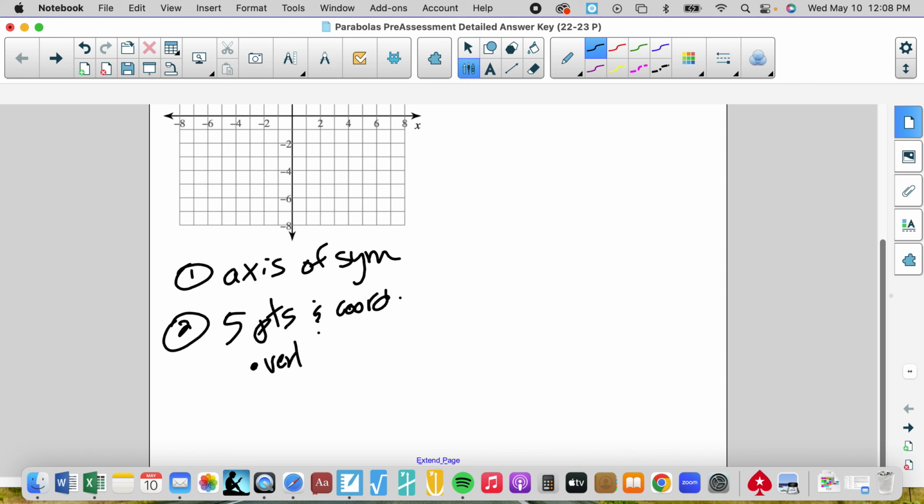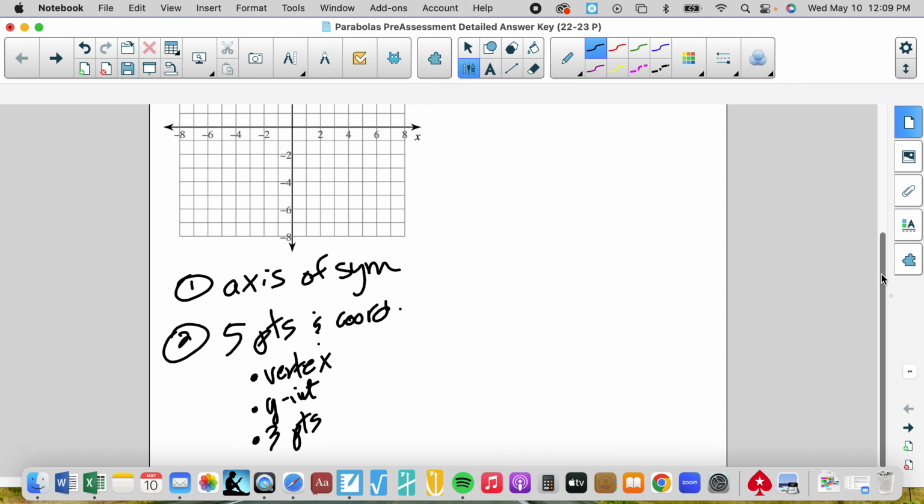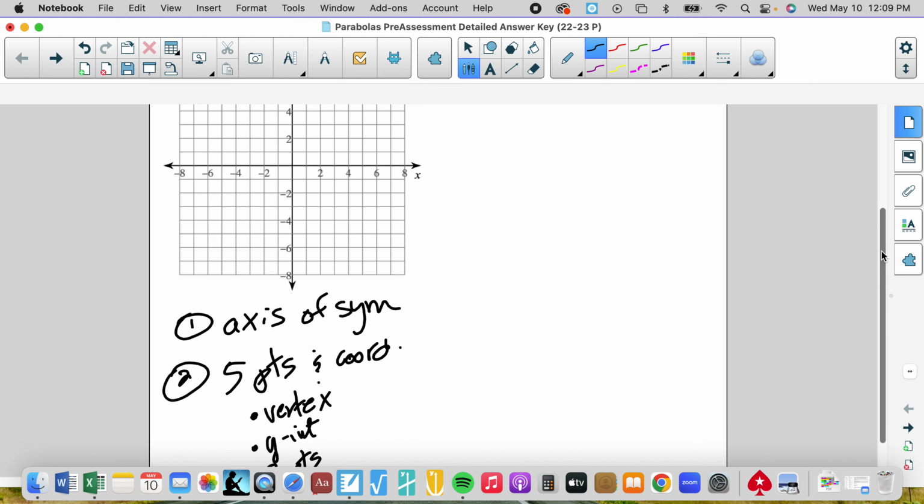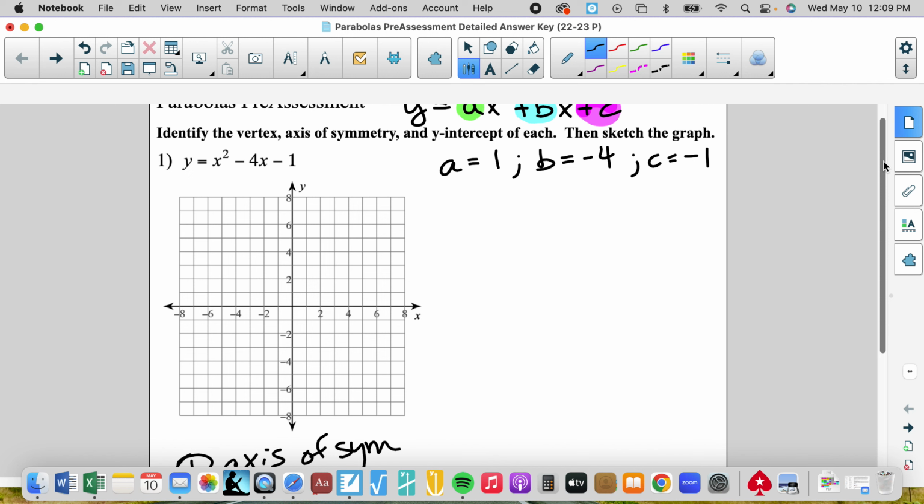First, everybody should have the vertex. Everybody should have the y-intercept. I don't care about the 3 additional points, but 2 of the 5 points definitely have to be the vertex and the y-intercept. How you get those other 3 points, either by mirroring or by plugging in and choosing an x, is up to you. But we need 5 points. This graph needs to have the axis of symmetry and 5 points, and of those 5 points, 2 of them have to be the vertex and the y-intercept. So step 1 is the axis of symmetry.